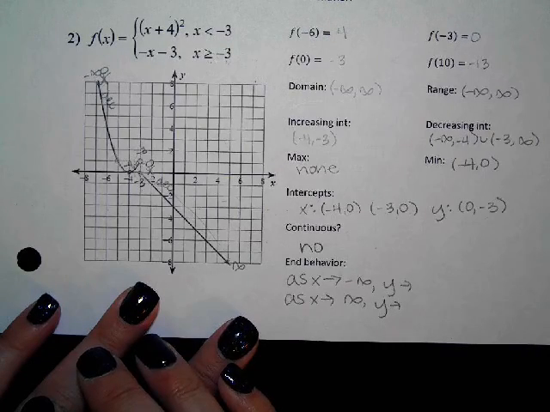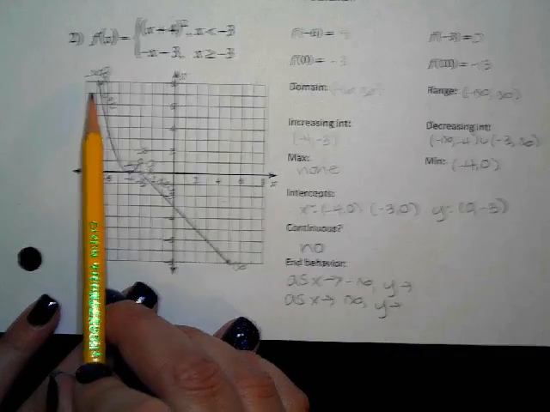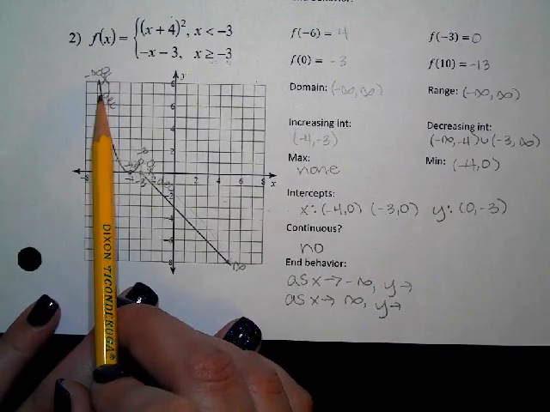All right. What is the left arrow doing? Left arrow is going up. What's the right arrow doing? Down. All right.